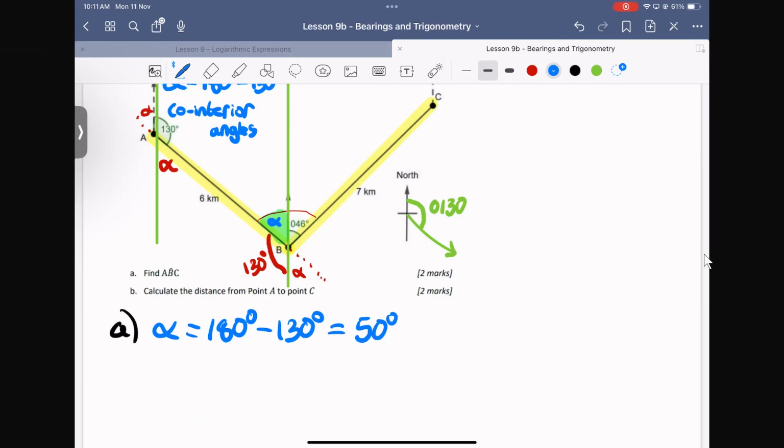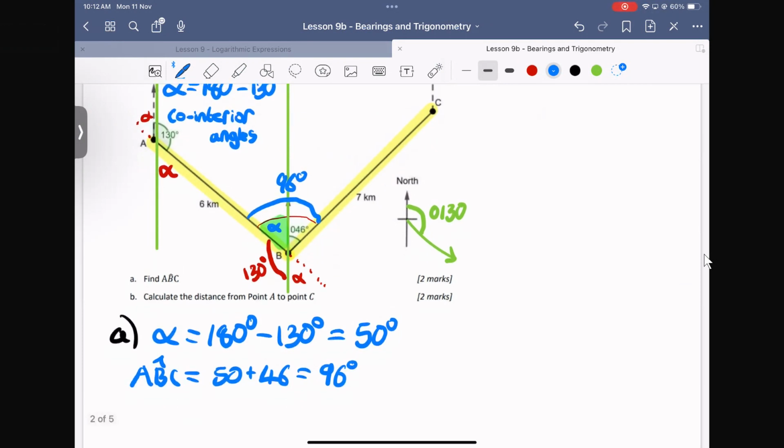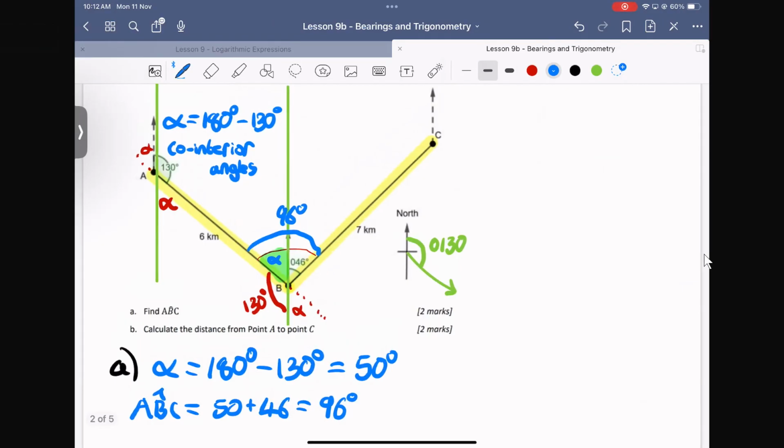50. So angle ABC is going to be 50 plus 46, 96 degrees. Okay, so that gets us this whole angle here now as 96. B, calculate the distance from point A to point C. So lastly, we need to go from point A to point C like this.